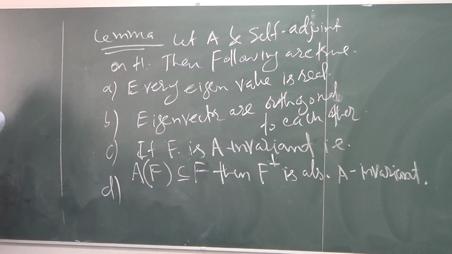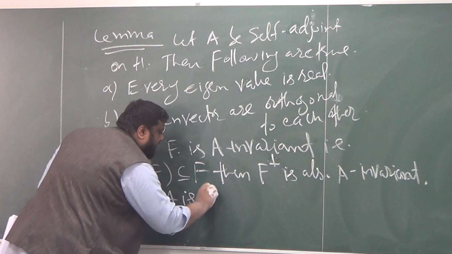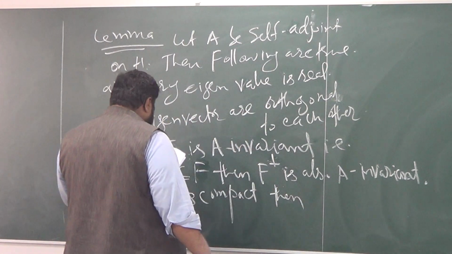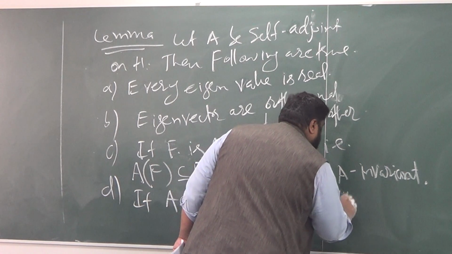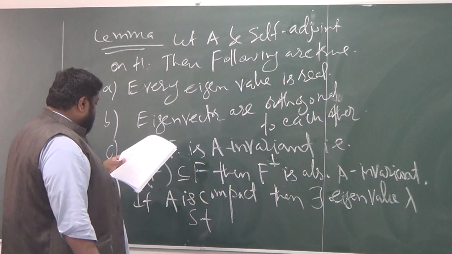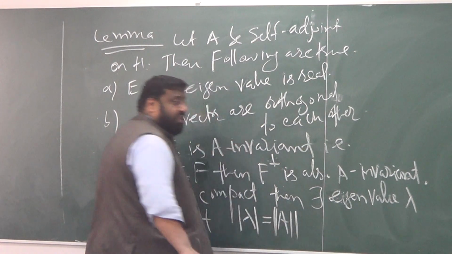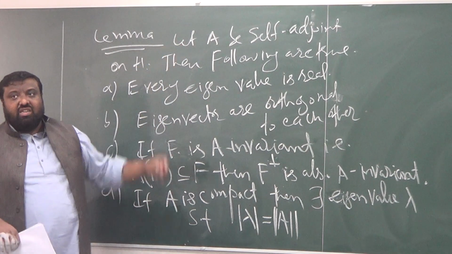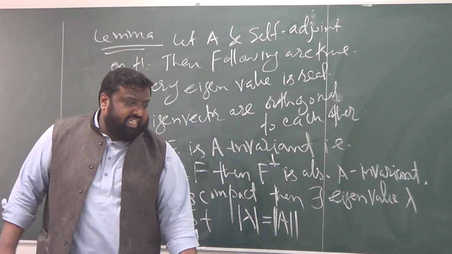And I'm adding another part into it, which says that if A is compact additionally, then there exists an eigenvalue lambda such that the magnitude of this eigenvalue is equal to the norm of the operator. In other words, if A is compact along with being self-adjoint, then you can always find an eigenvalue which can achieve the norm of the operator. So what are the key properties of it?